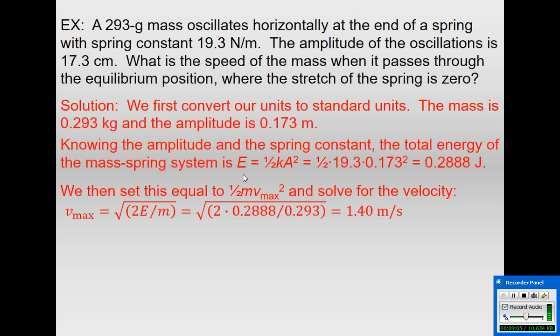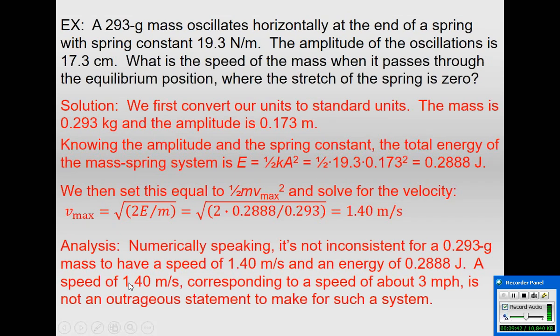This system has the same total energy as the object passes through equilibrium. But as the object passes through equilibrium, there is no elastic potential energy. All of the energy is kinetic. The object is moving its fastest. So we can take that 0.2888 joules and say, well, that's the maximum kinetic energy, and we can solve for v max. v max is equal to the square root of 2E over m. Now we know E, the total energy, and we were given m, and we converted that to kilograms. We plug in the numbers, and we get that the maximum speed is 1.40 meters per second.